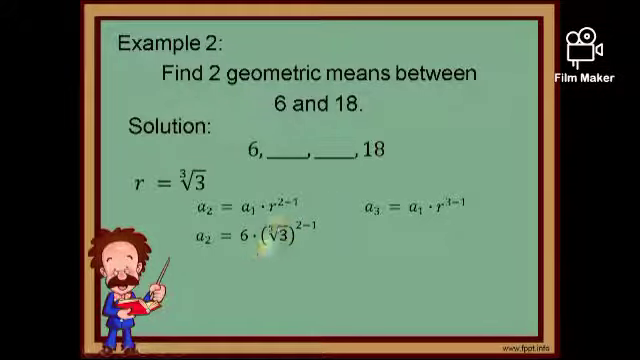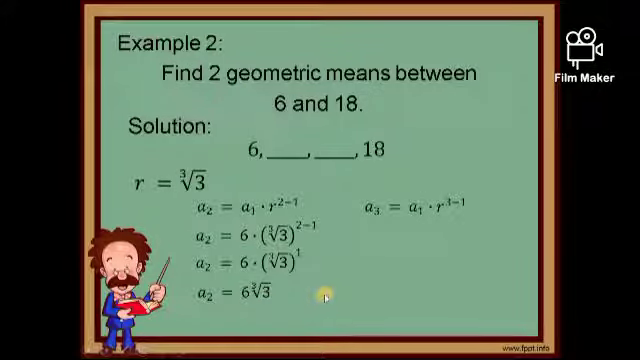Okay? So 6 times cube root of 3 raised to 2 minus 1. r is cube root of 3. Simplify. 6 times cube root of 3 raised to 1. 2 minus 1 is 1. Cube root of 3 raised to 1 will give you cube root of 3, times 6 is 6 cube root of 3. So we have the second term.